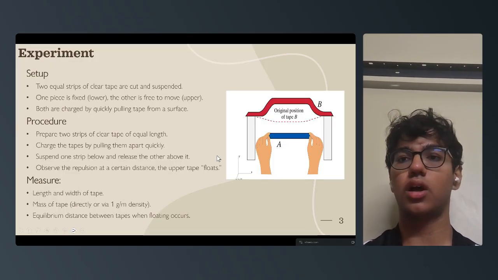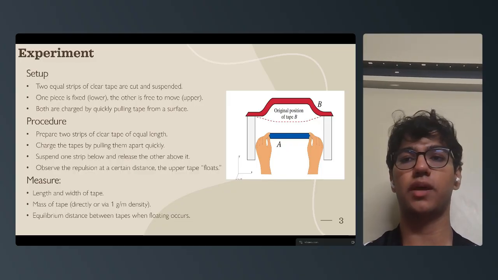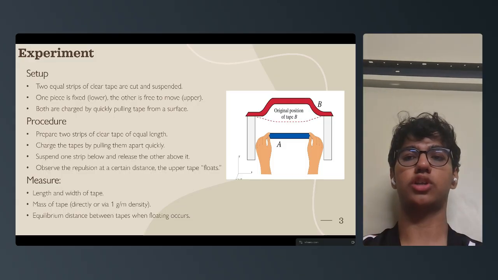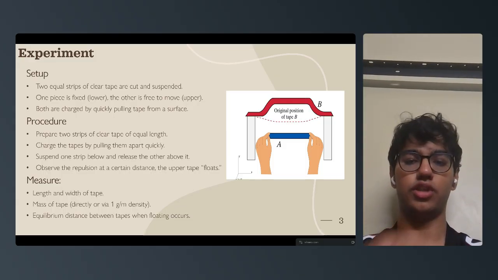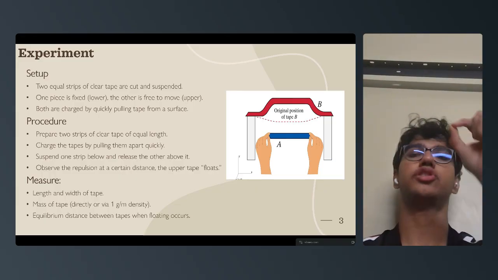Setup. For this experiment, two equal strips of clear tape are cut and suspended. One piece is fixed while the other piece is free to move, and both are charged by quickly pulling tape from the surface. So you have two tapes, you tape one on the other while one's taped to the surface, and you pull the other, and that charges the tape.